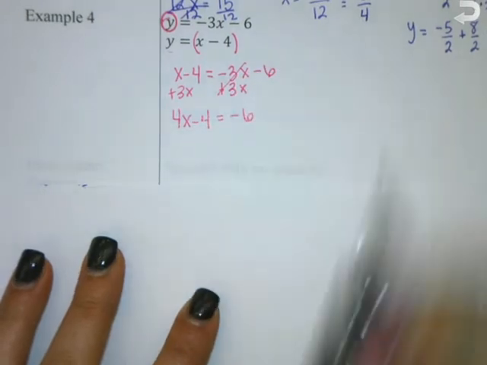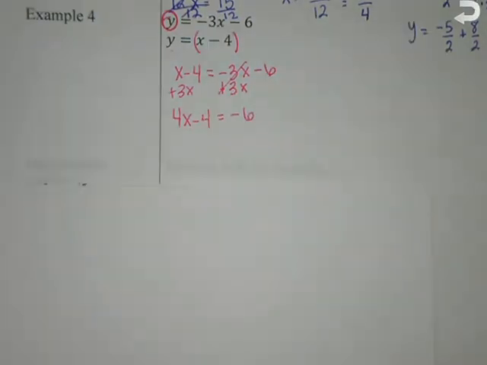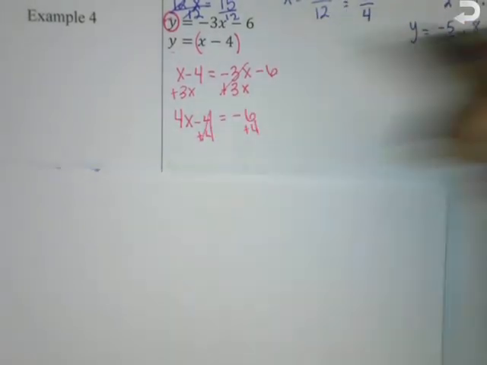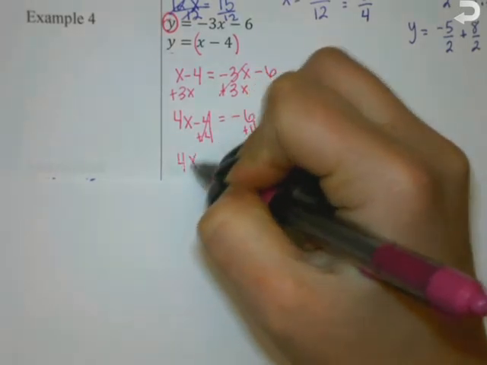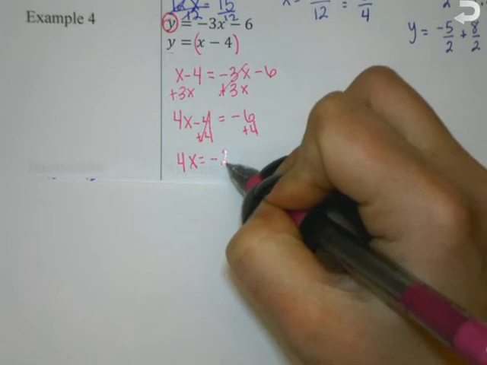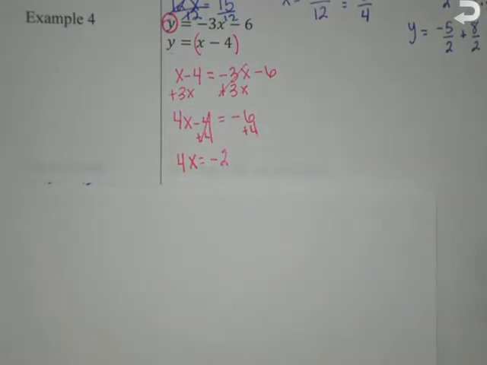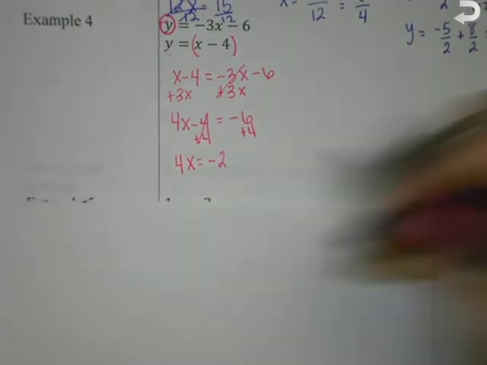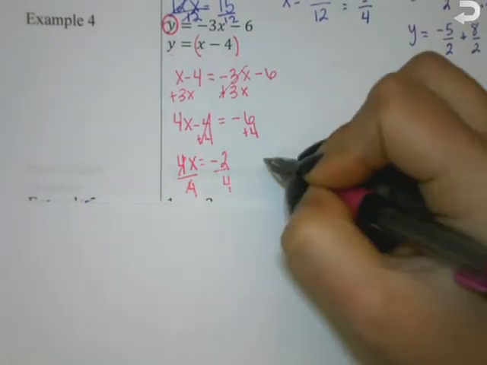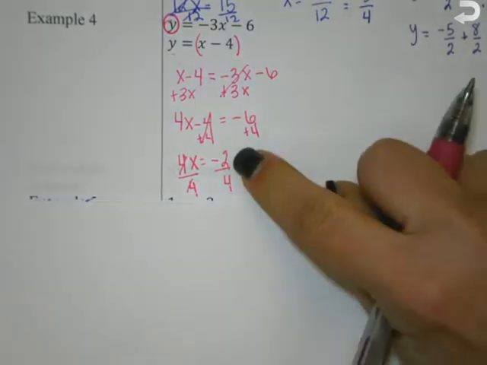And then what would you do? Somebody from this group. Add 4. So this gives me 4x equals negative 6 plus 4 gives me negative 2. And then the last step, everybody? Divide by 4. So we get another fraction. So this time we get x equals, how does negative 2 over 4 reduce? Negative 1/2.